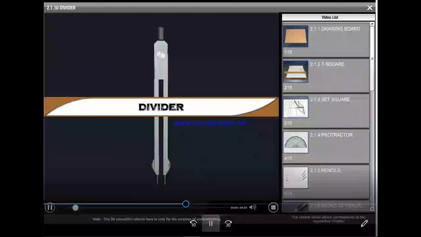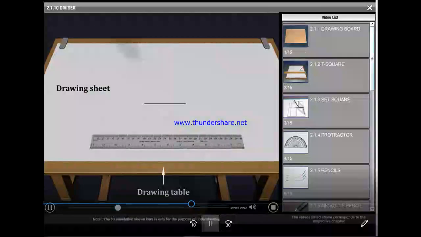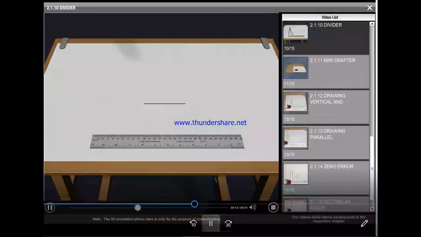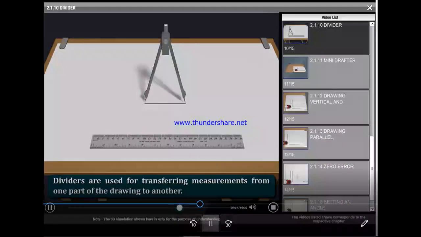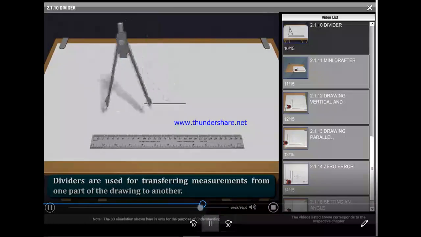In this video, we will see about a divider and its use. Normally, dividers are used along with a drawing table, drawing sheet, and scale. Divider is used for transferring measurements from one part of the drawing to another.